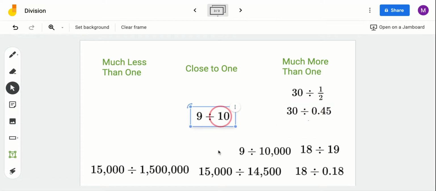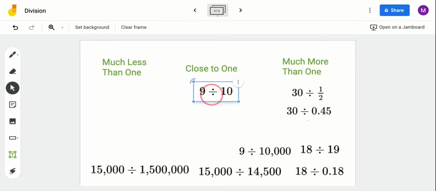Okay, 9 divided by 10. Well, 9 divided by 9 would be equal to 1. So 9 divided by 10 is going to be a little bit less than 1, but it's still pretty close to 1. So I'm going to leave it here.